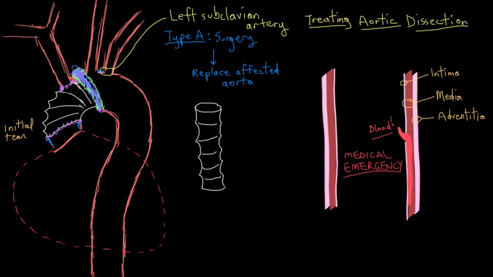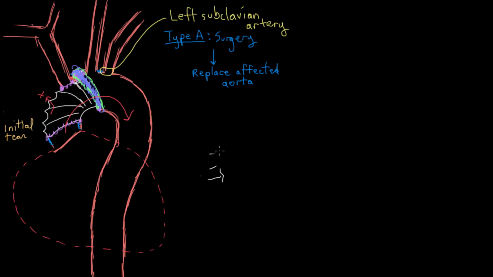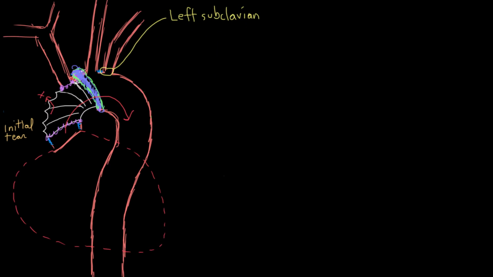And it's probably worth knowing that these grafts typically have collagen or gelatin built into them that make them leak-proof, so blood can't just seep out of them. So now we've repaired the type A dissection, so now blood can flow normally through the aorta and not get caught up in this intimal medial tear here. So that's treating type A dissections. Let's look at type B dissection treatments.